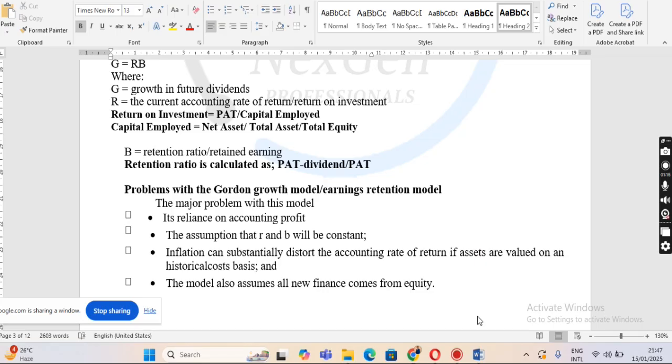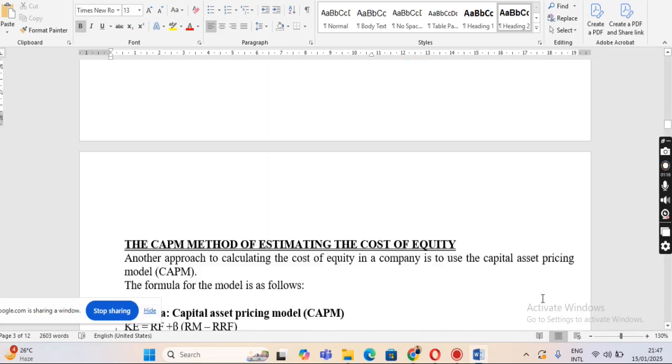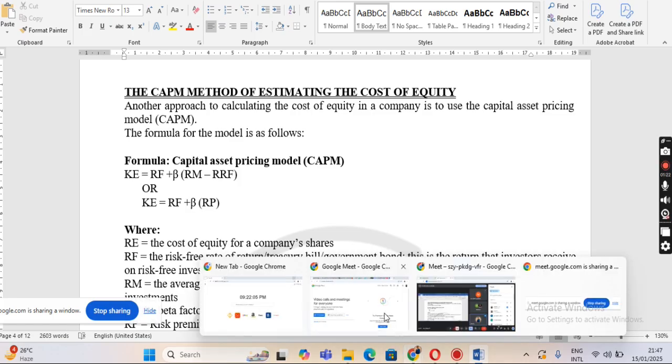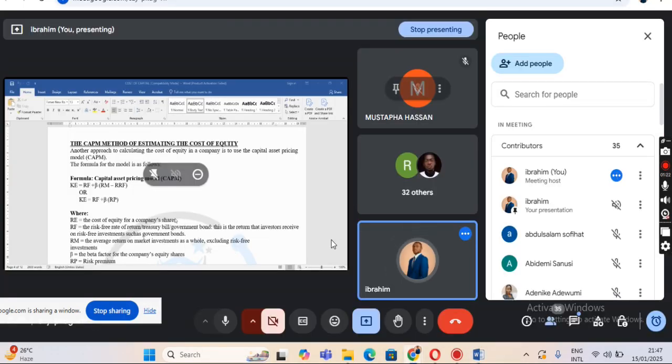So these are the problems Gordon's model has. Let's quickly move to another method of calculating cost of equity, right? If you don't use the dividend valuation method, either with growth or without growth, another method is the capital asset pricing model.